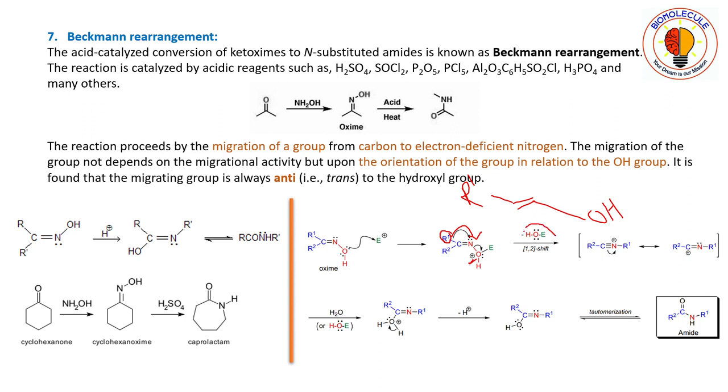So H2O is eliminated out. So now what we have is this nitrile. Now nitrogen is more electronegative than carbon, so it can take the electron.